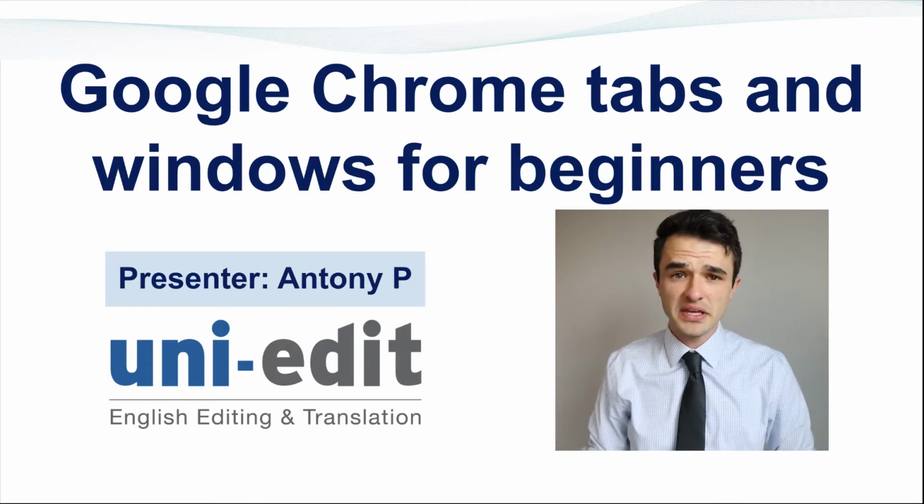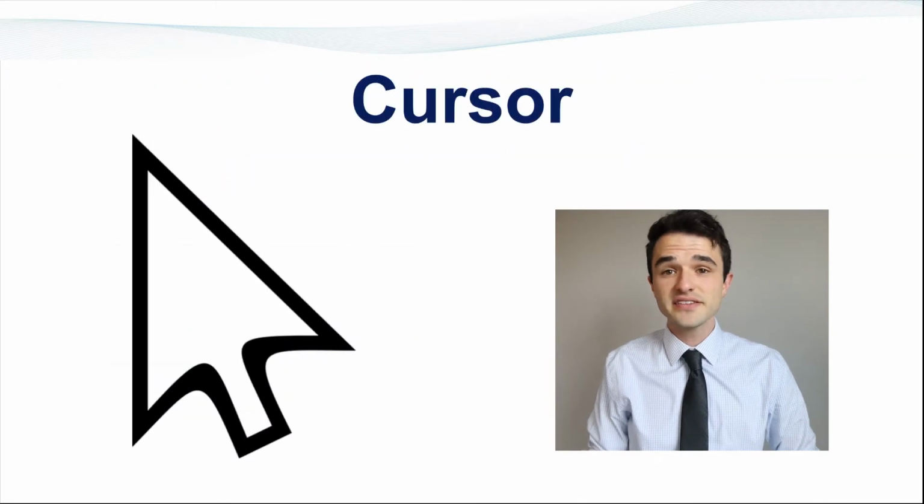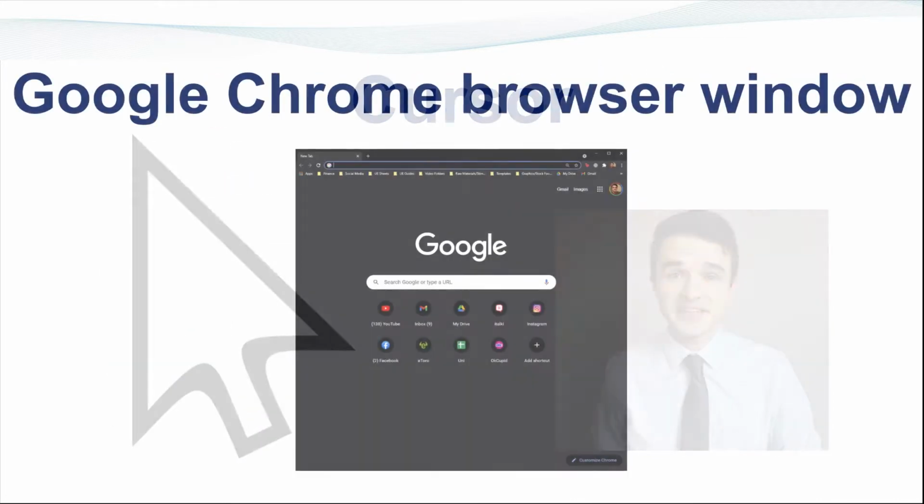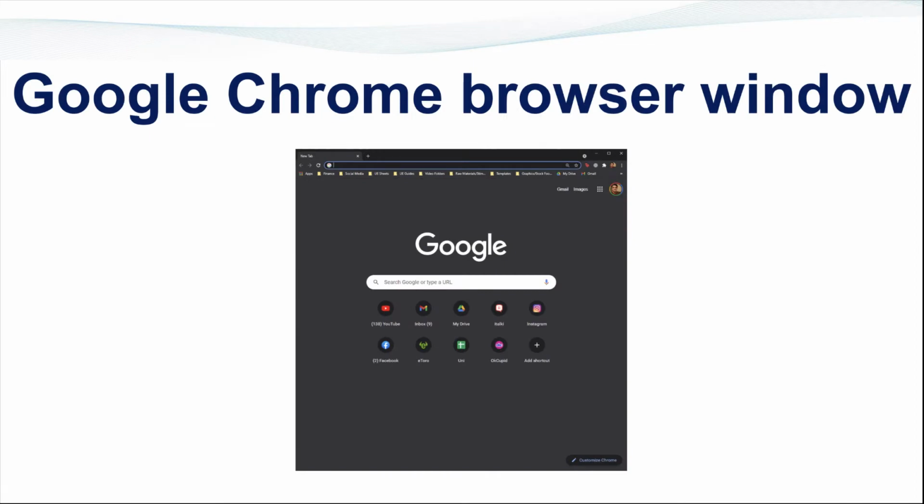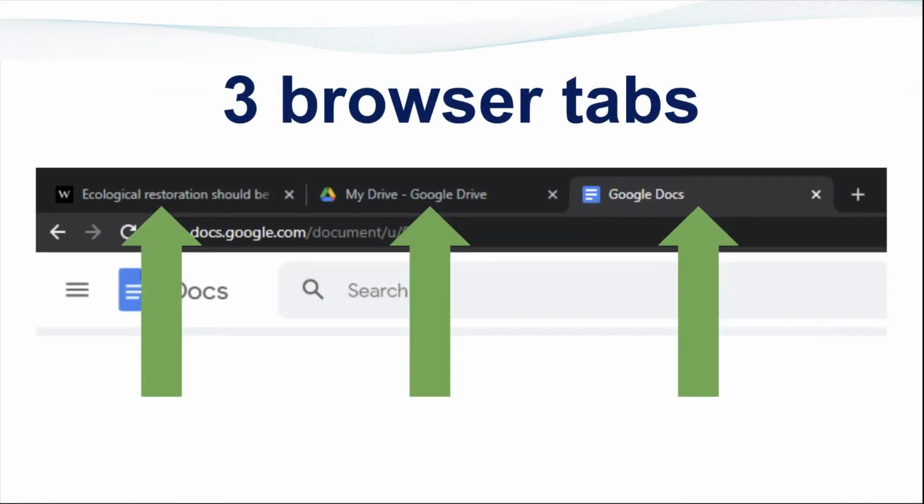My name is Antony P, and today we're going to learn how to use your mouse to navigate around Google Chrome tabs and windows. This is called your cursor. This is a Google Chrome browser window. These are Google Chrome window tabs. Here, I have 3 tabs open.